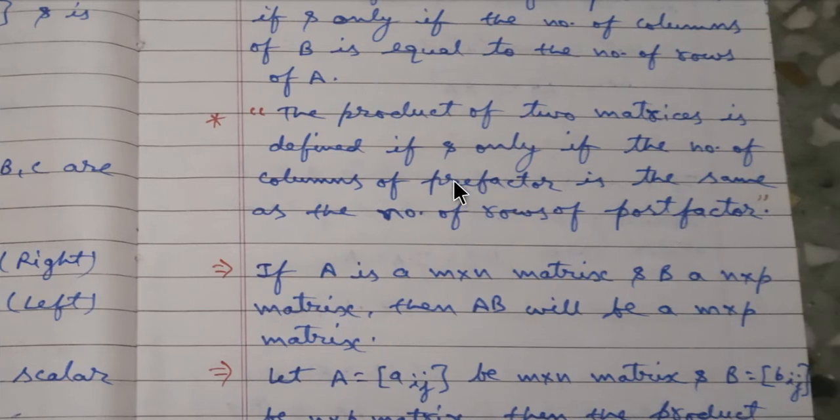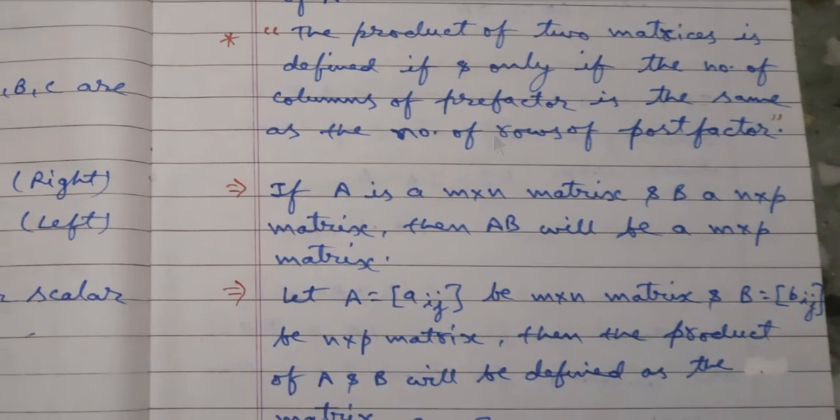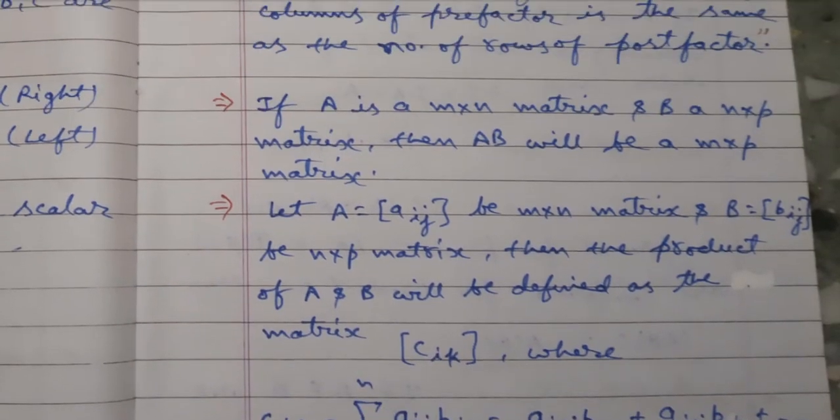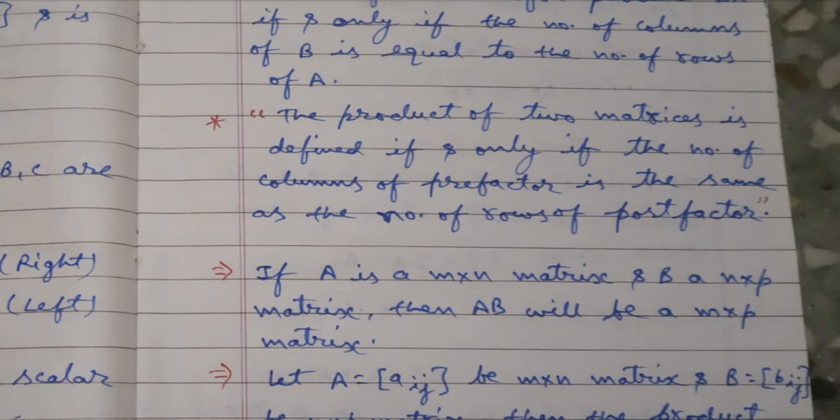Okay, now coming to the next point. This is a definition, and what this says: the product of two matrices is defined if and only if the number of columns of prefactor is the same as the number of rows of postfactor. So what does this definition say? This definition defines the product of two matrices. Suppose there are two matrices, A matrix and B matrix, and we have to find the product of these two matrices. We know that A into B will be AB.